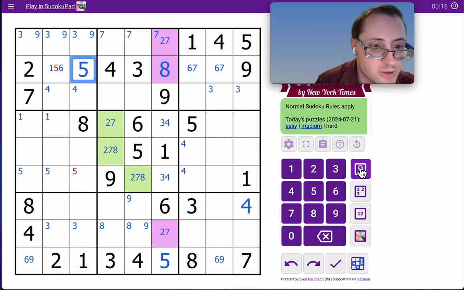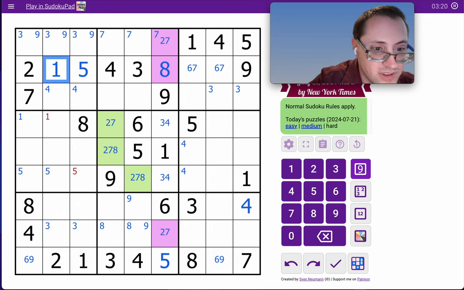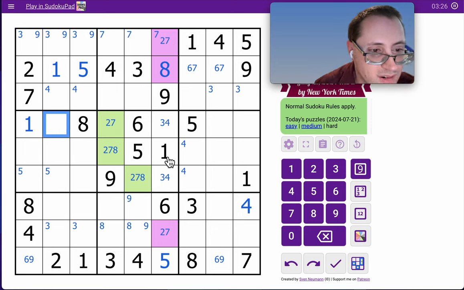So that can't be 6, must be 5. This is a 1. It's not 5. That's not 1. It places a 1 in box 4.